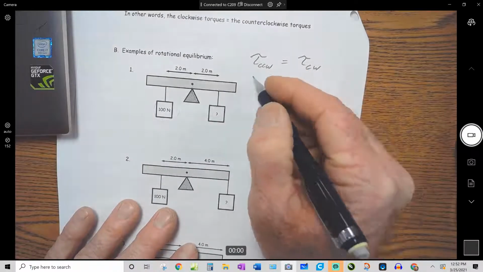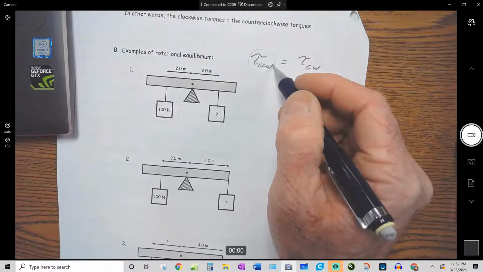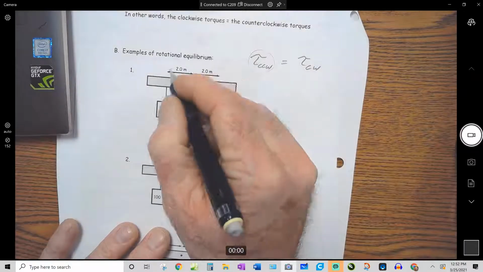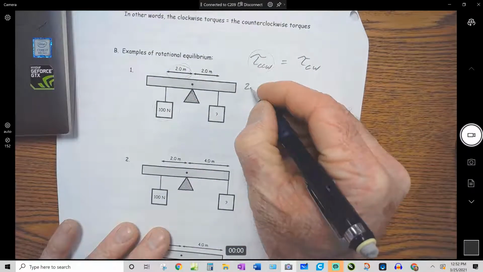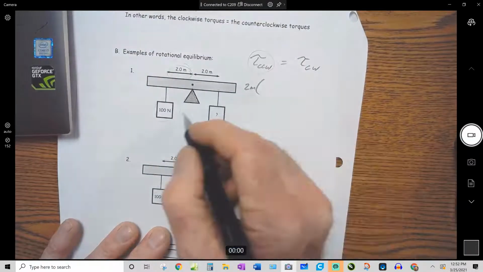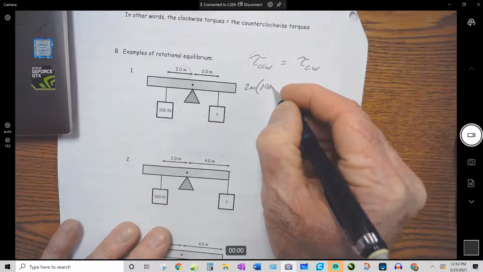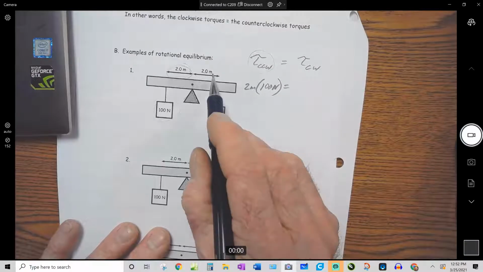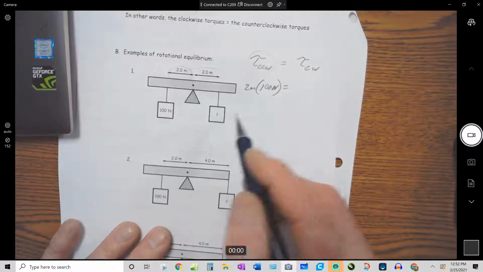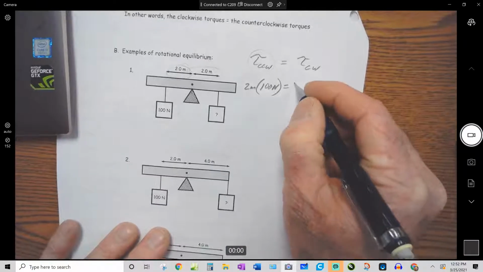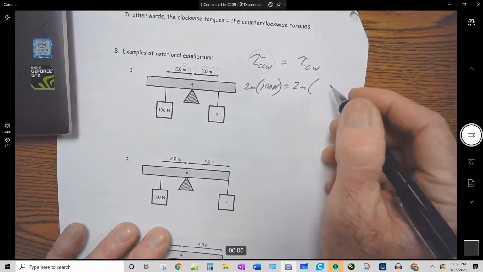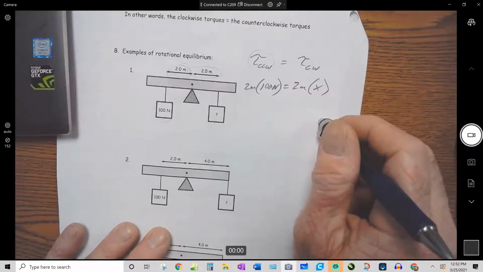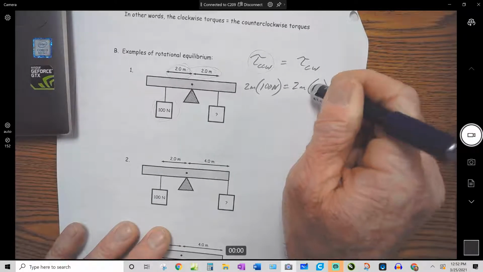So to add up all my counterclockwise torque, I'm going to do this is R, 2 meters, times the force, which is 100 newtons. That's the counterclockwise torque. And that equals the clockwise torque, which is 2 meters times whatever that is. I'll just call it 2 meters times x. I don't really like x, but I'll call it force, F.